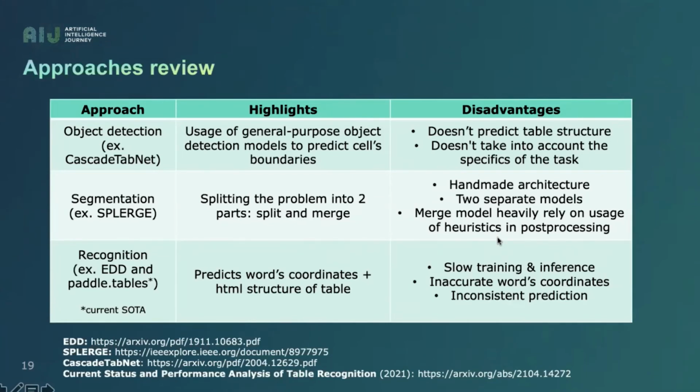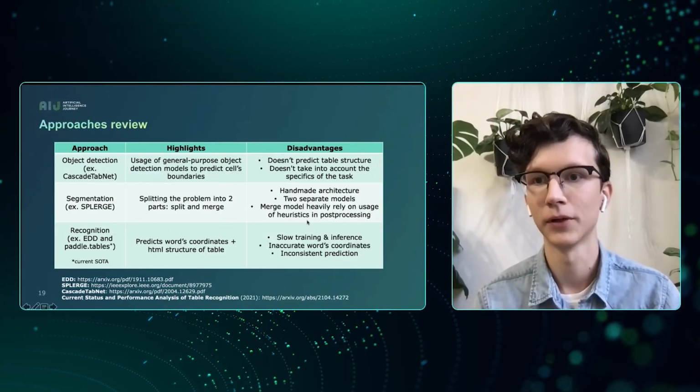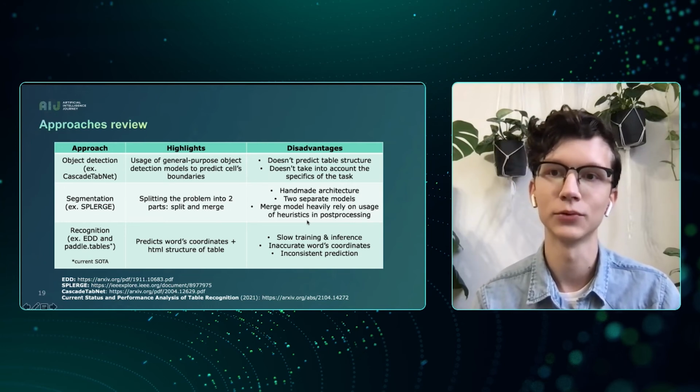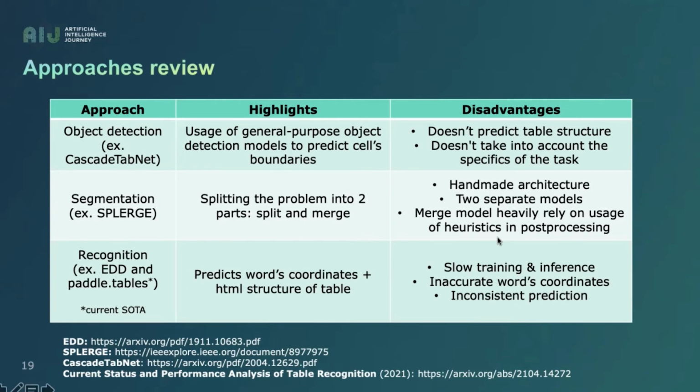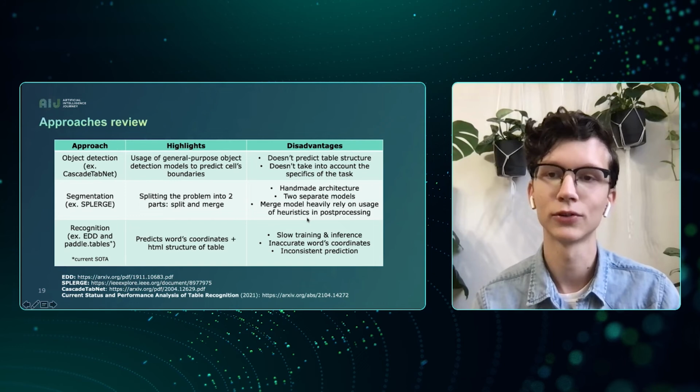Let's review existing solutions and why they are no good for us. There are 3 large algorithm groups, and they are all based on deep neural networks. The first approach uses SOTA models for object detection to predict cells' boundaries. Its disadvantage is that it doesn't take task specifics into account, but we work with tables that have some structure. The second approach is the segmentation approach. It divides the task into 2 parts, split and merge. I'll talk about them later. The main disadvantage is that 2 separate models are used for these tasks.